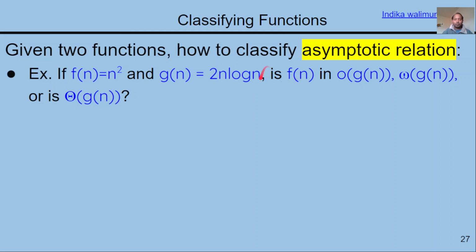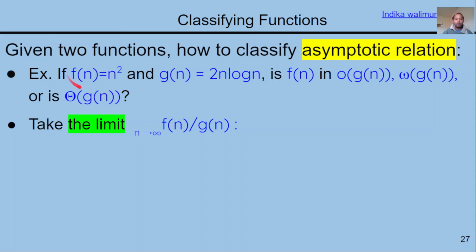So the question is, how do we determine the relationship between Fn and Gn? How do we say whether Fn is in small o of Gn, or small omega of Gn, or big theta of Gn? How do we determine that? To do that, we're going to take this limit. We know the functional form of both functions, exact forms. So we take this limit as n goes to infinity, Fn divided by Gn.